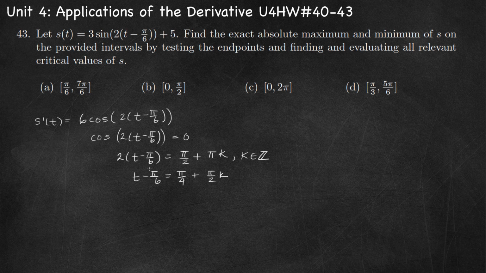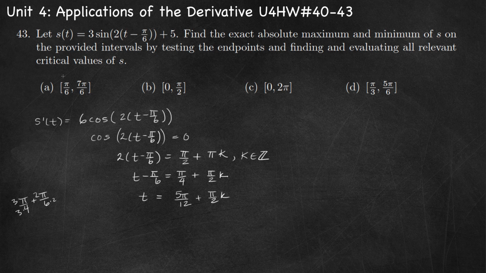And then we're going to add the pi over 6 over to the other side. So t equals pi over 4 plus pi over 6. We can get a common denominator of 12. So that's 5 pi over 12 plus pi over 2k.